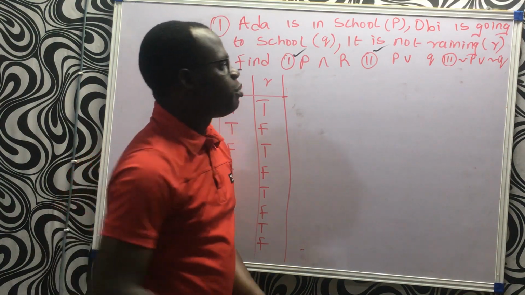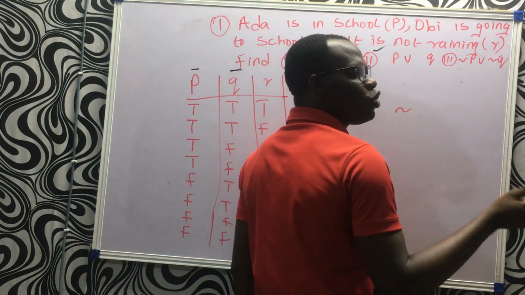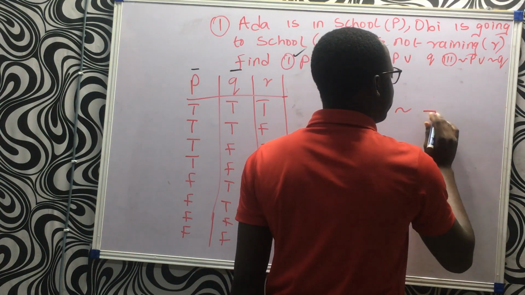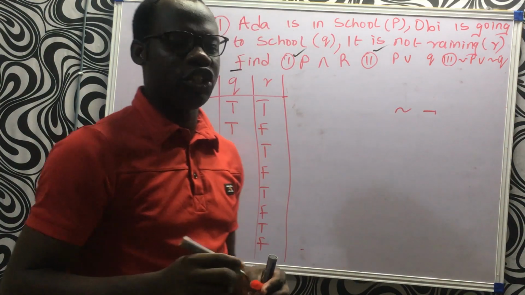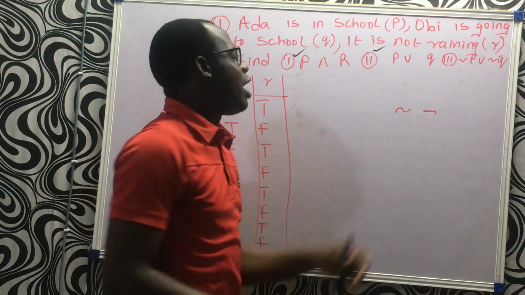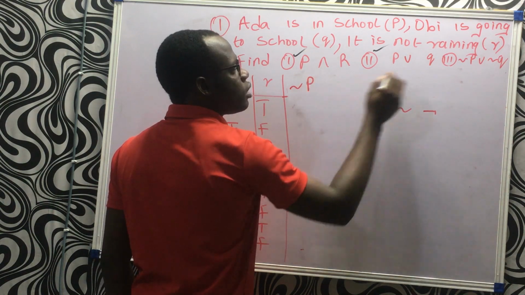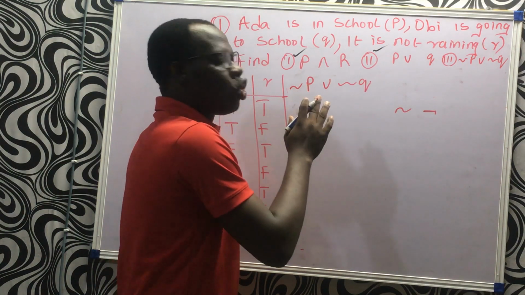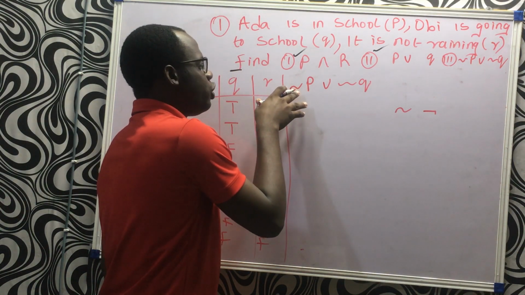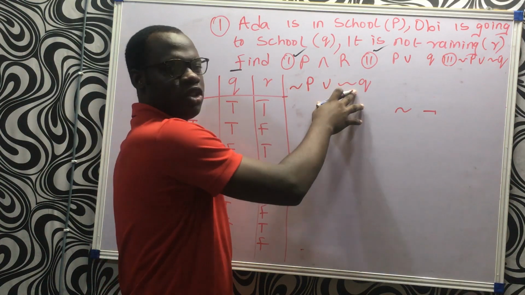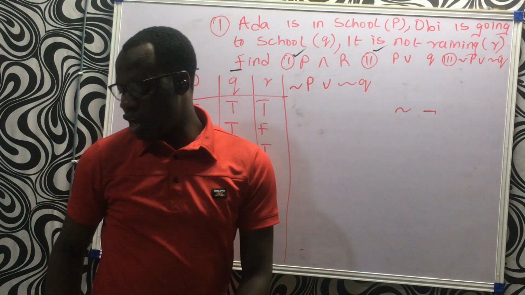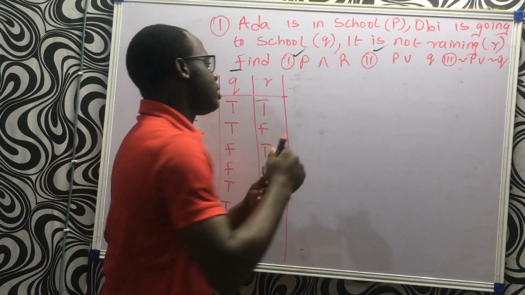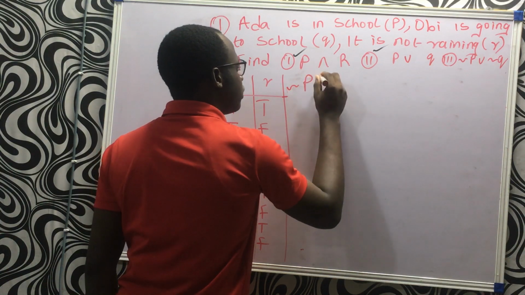Now, the negation of P. Note, this sign can also be used for negation, so it's either this or this. Don't be confused. When you see any of the symbols, just know it's asking for the negation of P. We can't go directly to the negation of P or the negation of Q because we don't know the value of each, which means we have to get the values first. So to do that, we get the negation of P.